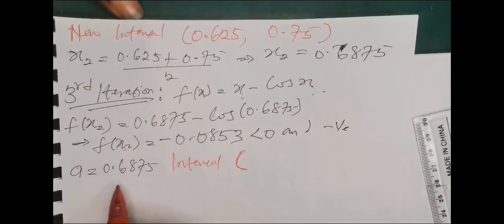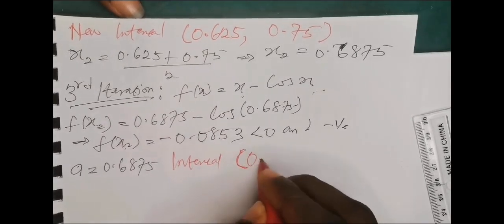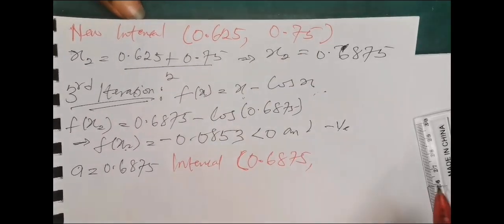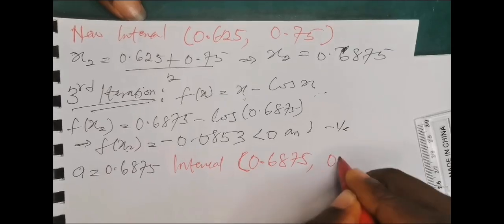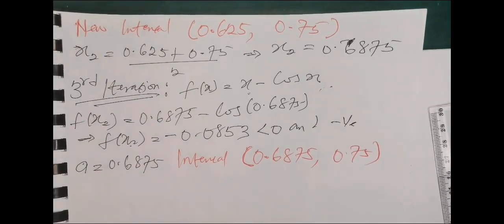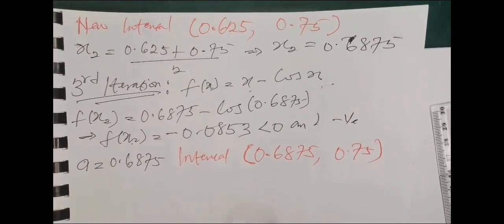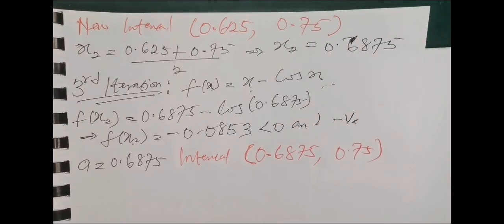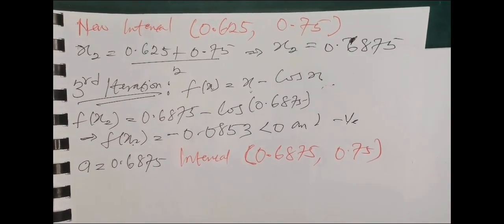A becomes now 0.6875, and b still remains unchanged, 0.75. That becomes our new interval. Now, having found the new interval, it means that the root of this equation lies between these two values, so we simply find the fourth root.